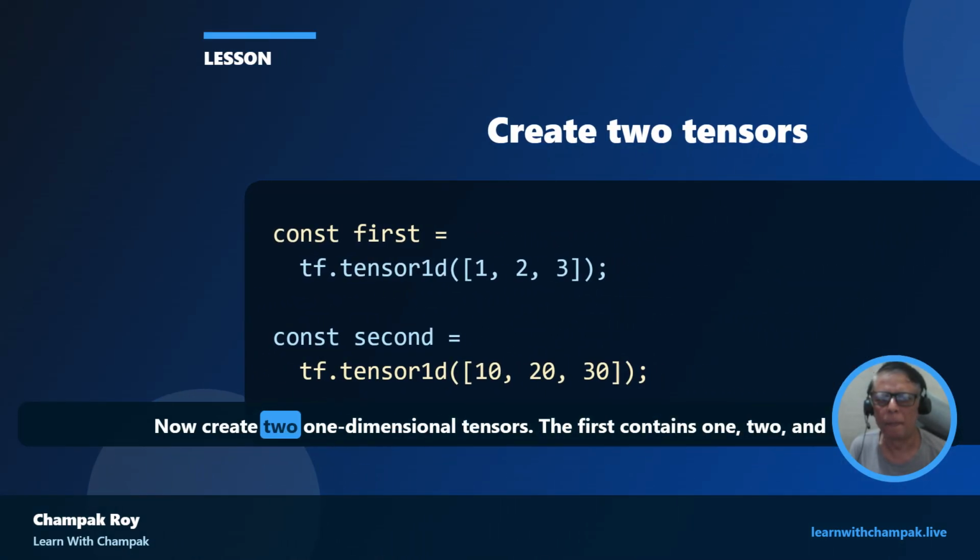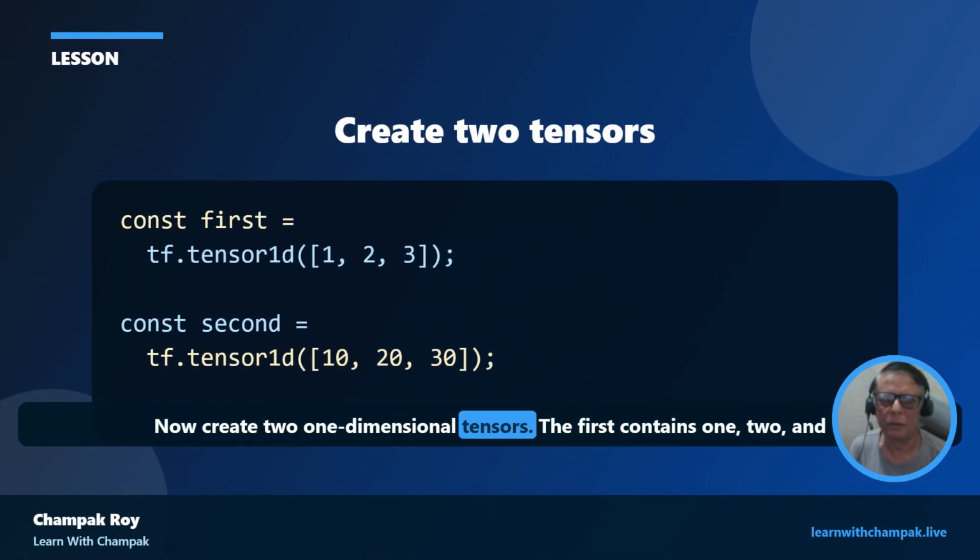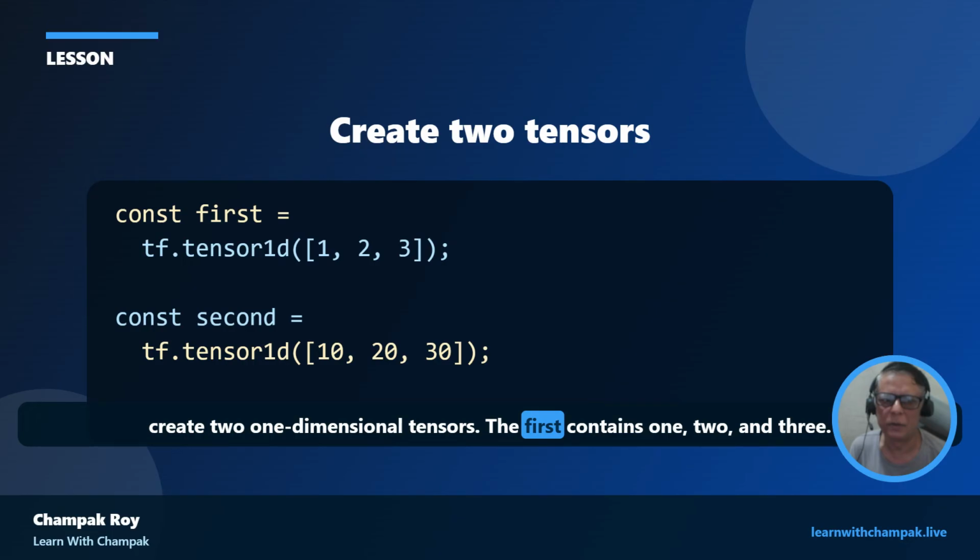Now, create two one-dimensional tensors. The first contains 1, 2, and 3. The second contains 10, 20, and 30. Both tensors have the same shape, with 3 values each.